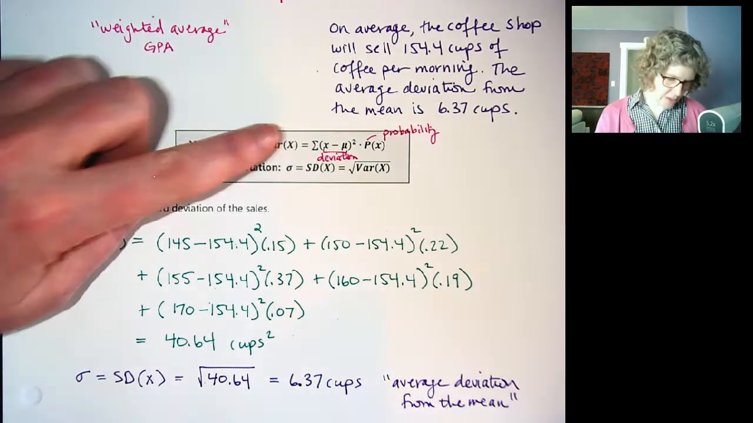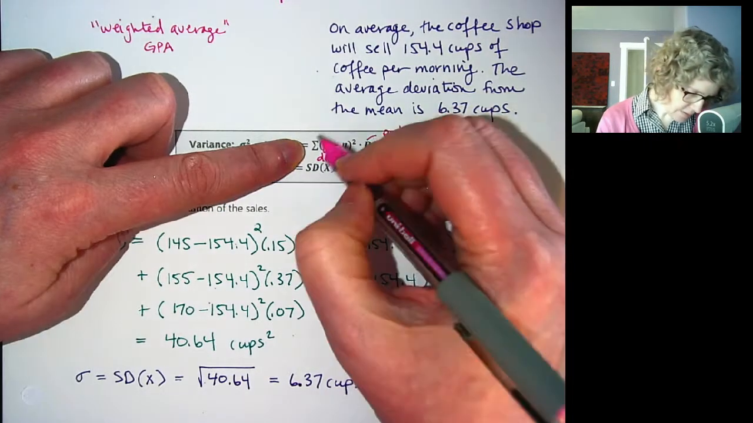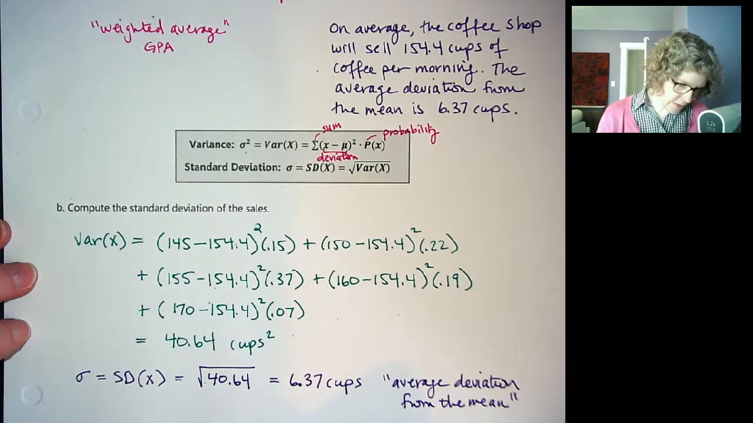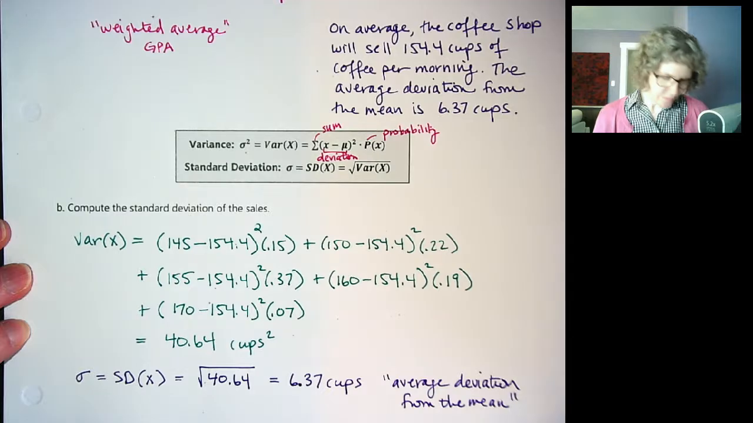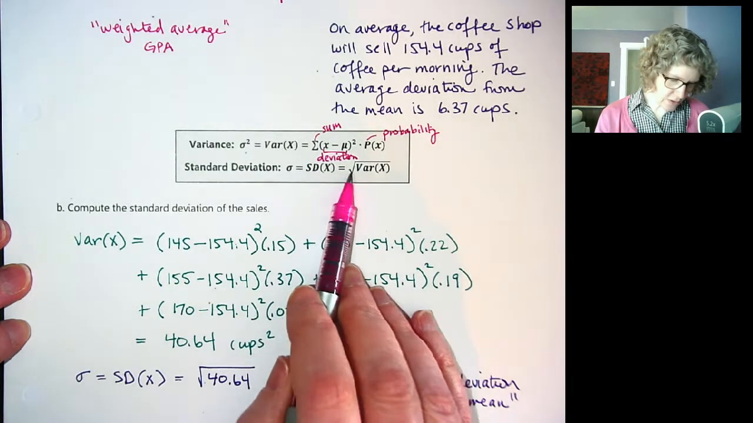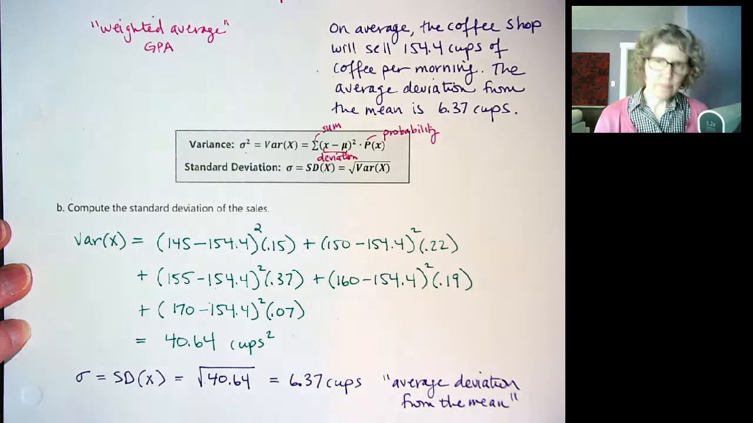And then the capital sigma means add those all together. That's a sum. Add those all together, and that's our variance. And then in order to get the standard deviation, we take the square root of the variance.